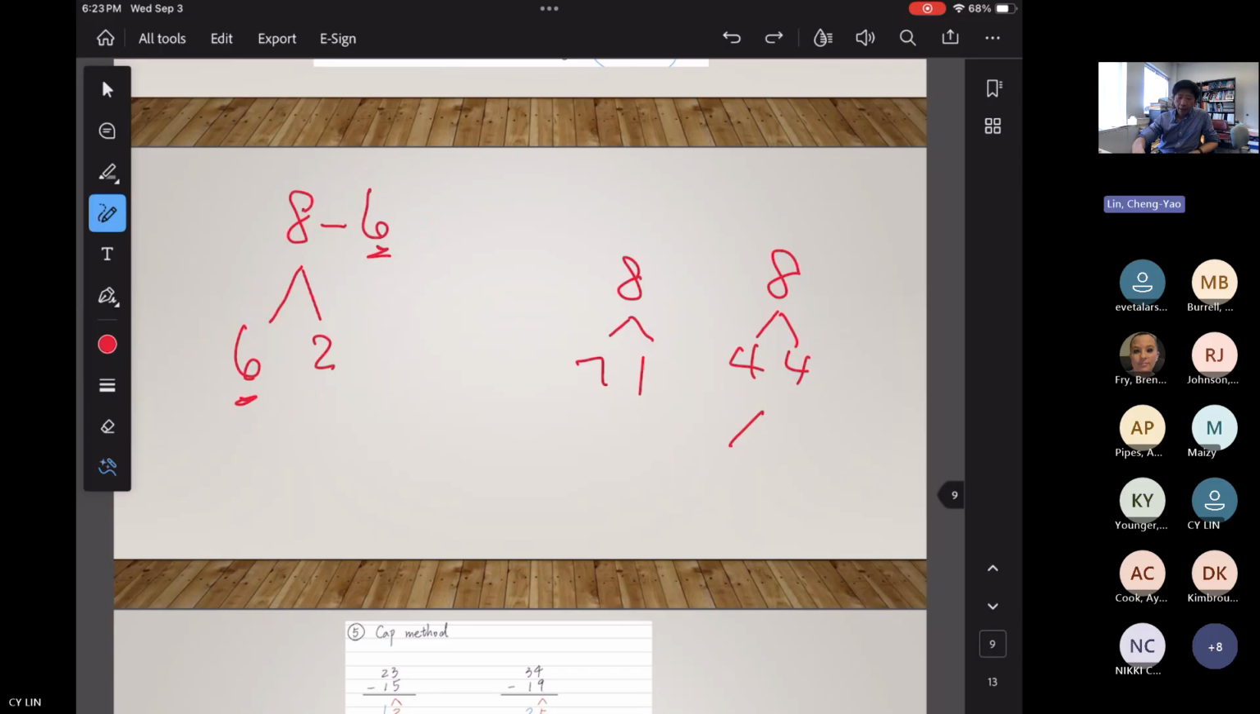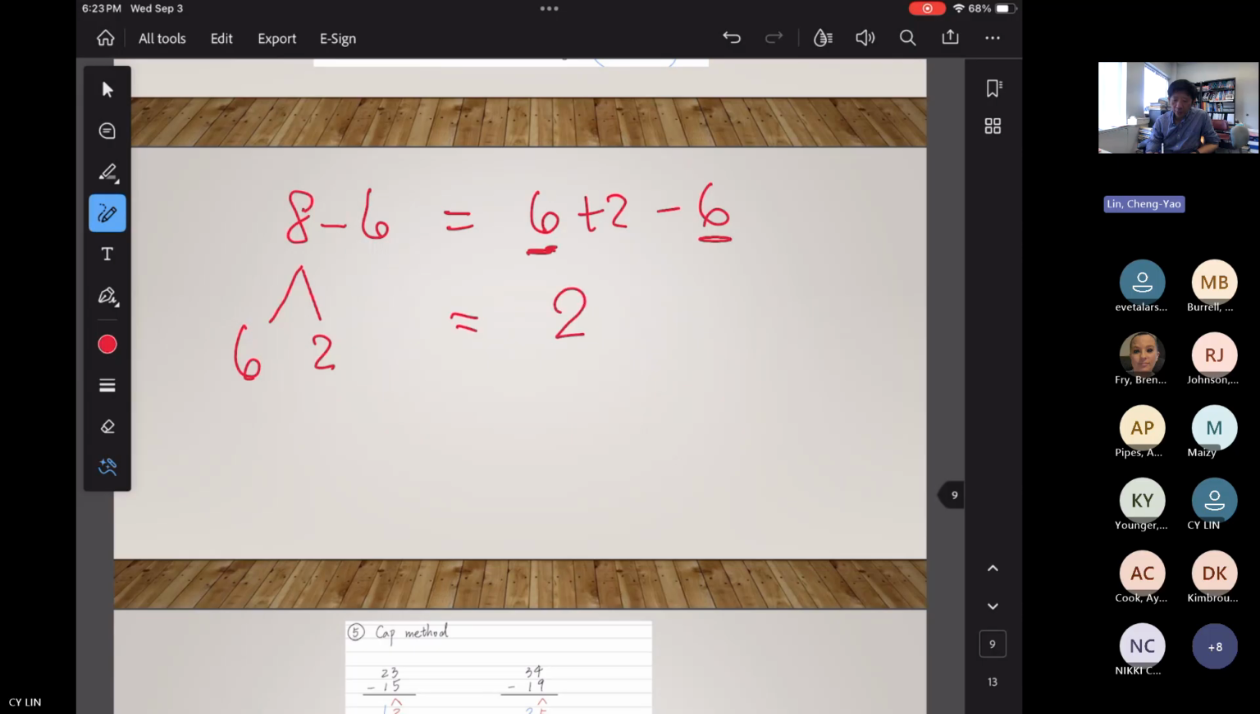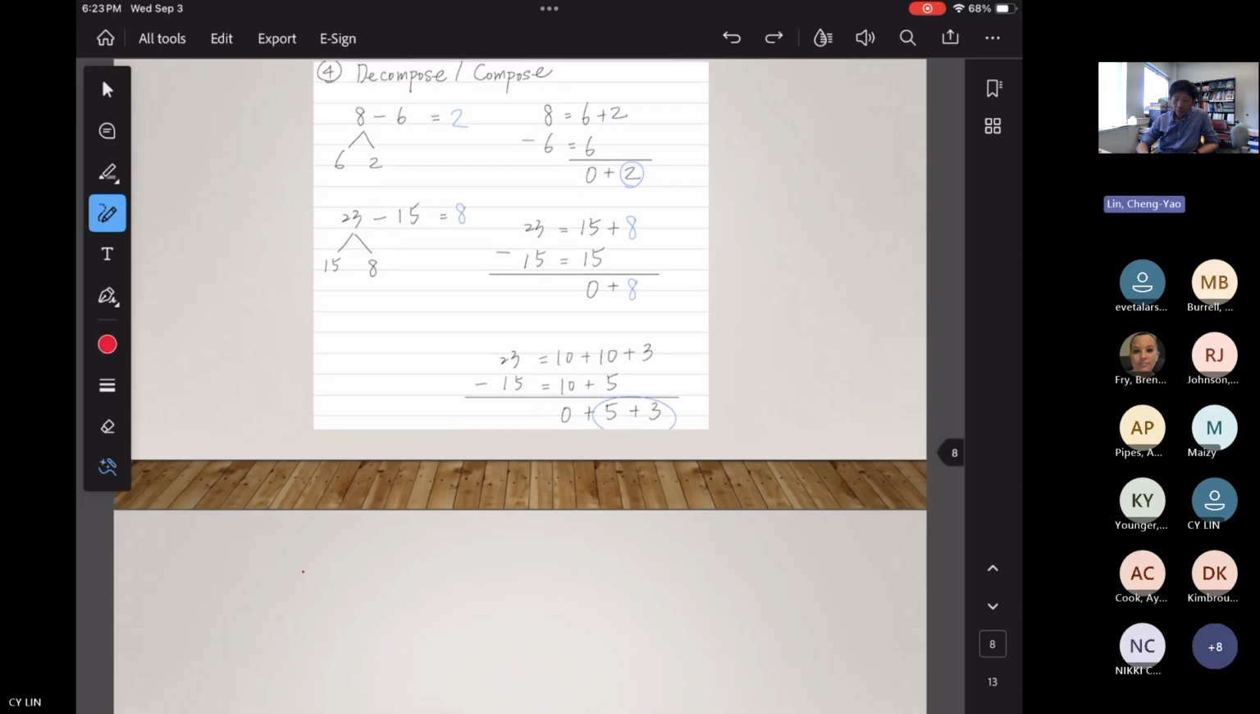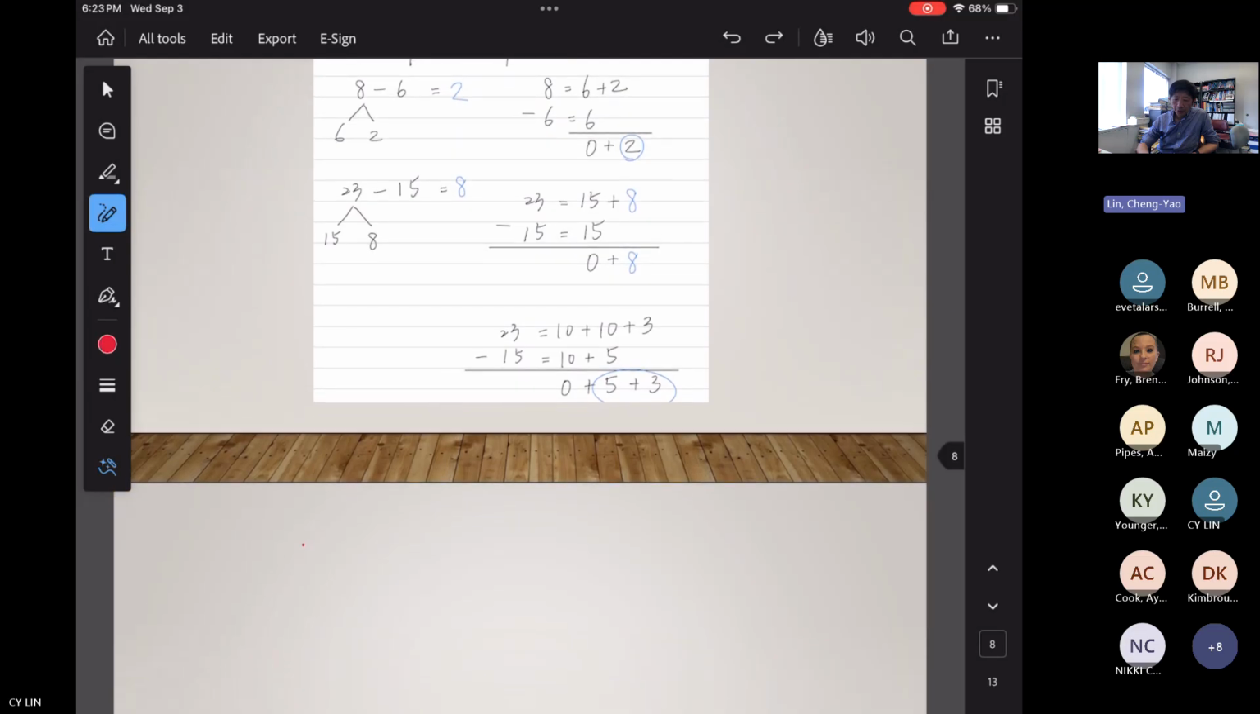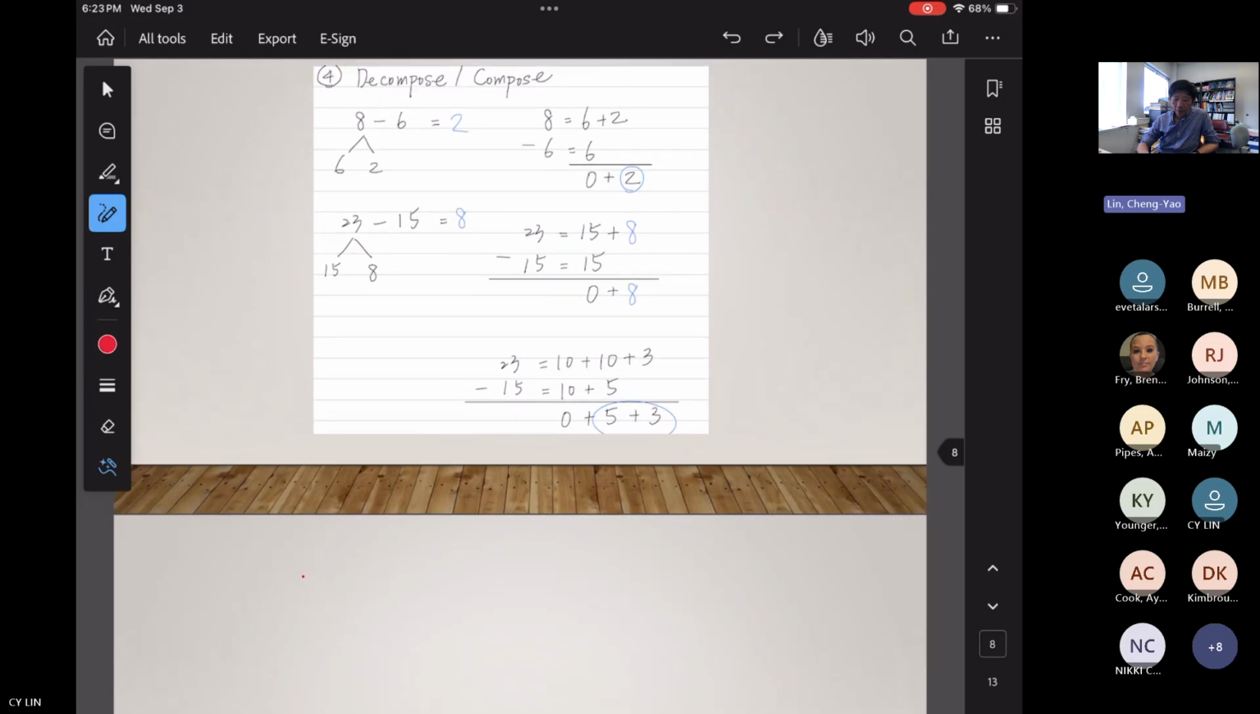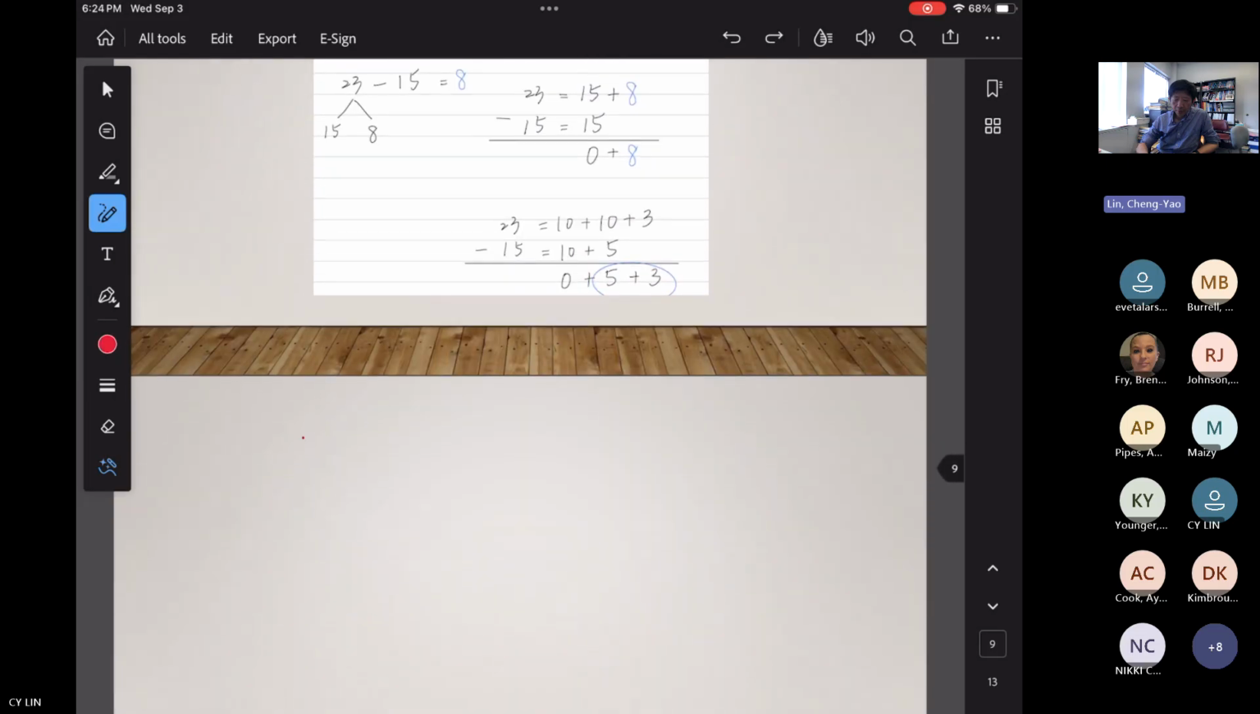So I have $8 in my pocket. I wanna pay $6 for coffee. How much money do I have left over? So I have 6 plus 2 minus 6. And this one I have enough. And then what I have left over, I have 2. Does that make sense to you for decompose? Yes. See, this is all related to the last time we talked about for the pretest, okay? How about this one?